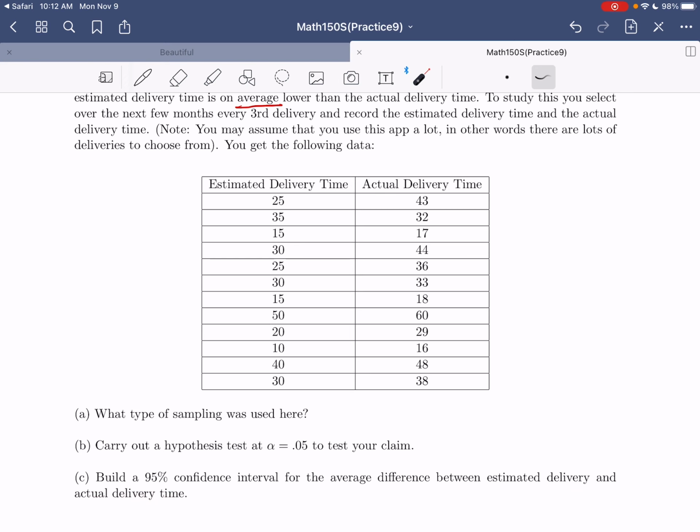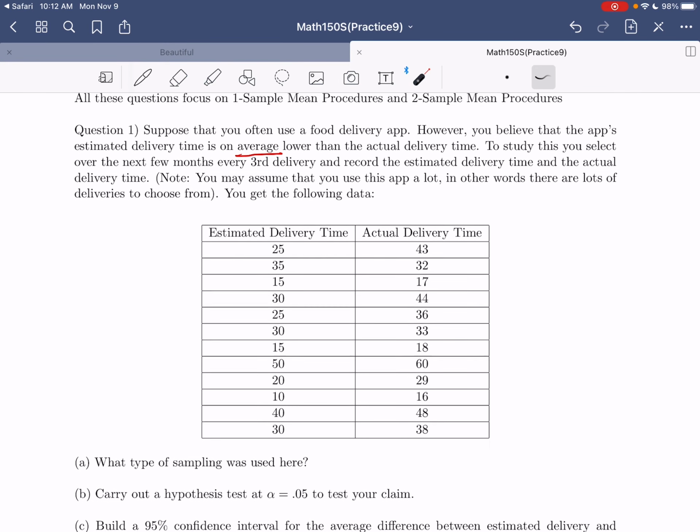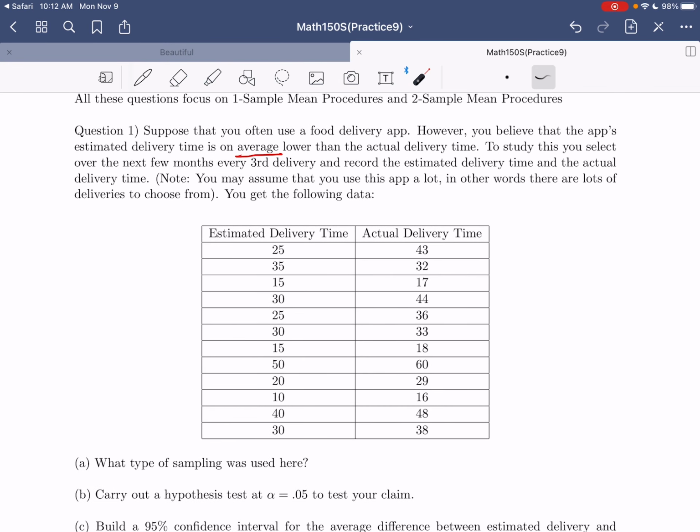And then we're going to build a 95% confidence interval for the average difference between estimated delivery and actual delivery time. All right, so at this point, it's probably a good idea to think about what situation this is going to be. Is it going to be a one sample mean? Is it going to be a two sample mean? Or is it going to be matched pairs? Well, the first thing we should see here is that we do indeed have two sets of data. So we should be thinking either two sample mean or matched pairs. Those are both ones we perform when we have two samples of quantitative data. And of course, in this situation, the two samples are matched. For each single delivery, we have its estimated delivery and we have its actual delivery.